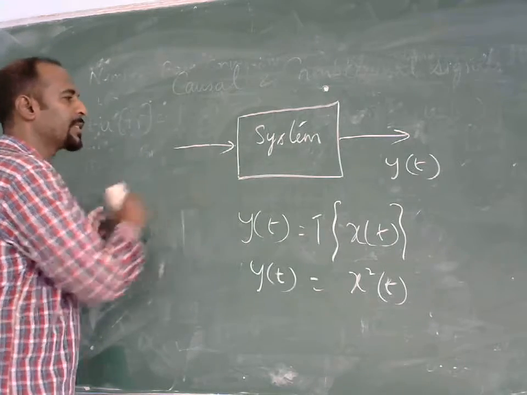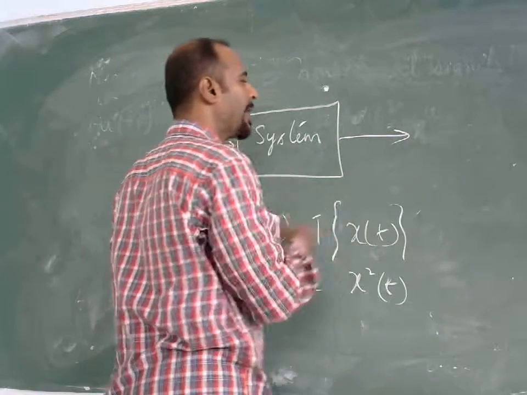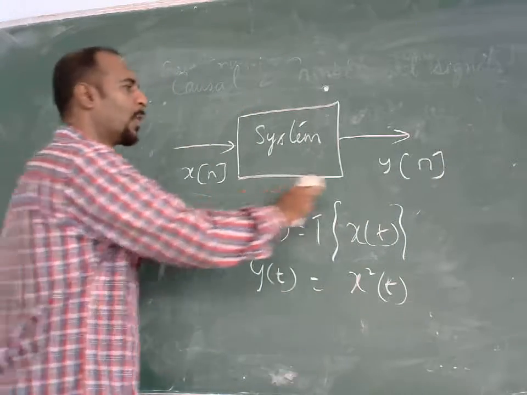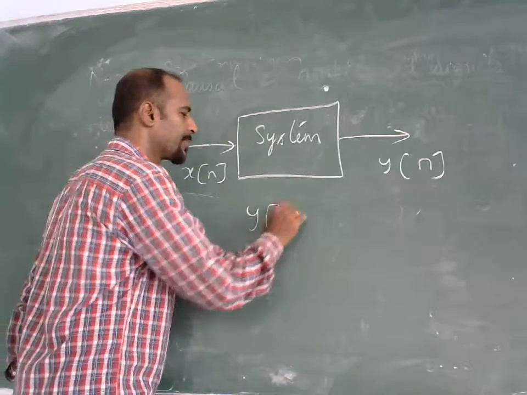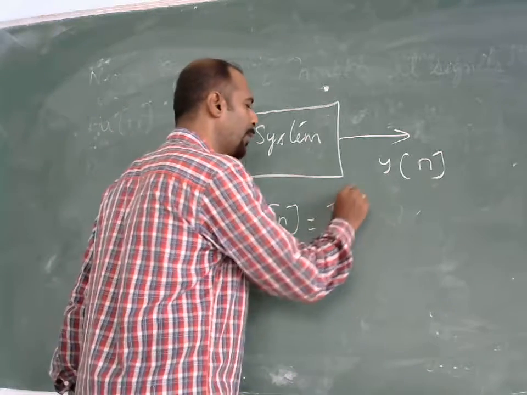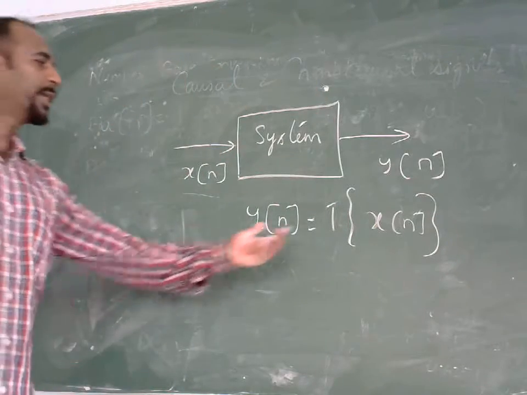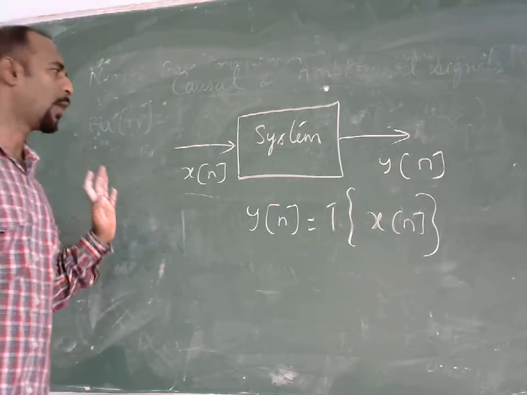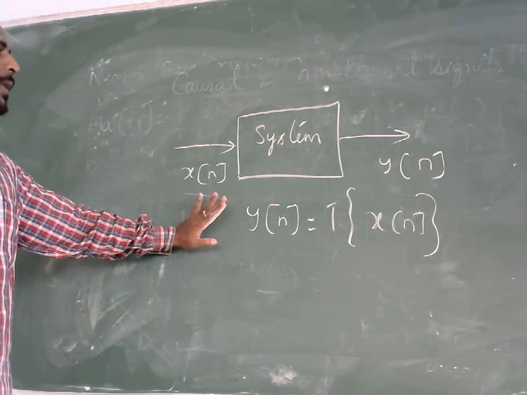So if it is a discrete time system, we represent the input as x of n and output as y of n. x of n is the input, y of n is the output, and for a discrete time system, the output is represented as y of n is equal to T of x of n. So T is an operator on x of n to get y of n as the output. So this is a simple understanding of what a system is.